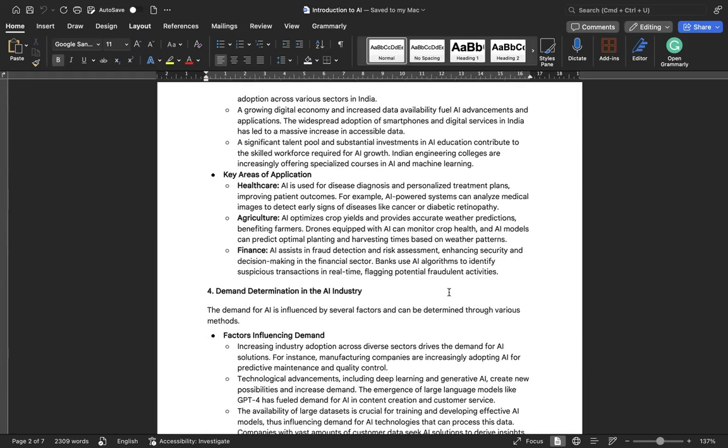And for the key areas of application, we already discussed these. For healthcare, they had so many applications, as I remember, from 1945 onwards. They built so many software and systems for all these in the healthcare sector. They mention that in healthcare, artificial intelligence is used for disease diagnosis and personalized treatment plans.